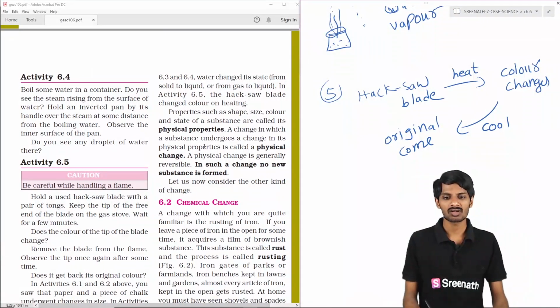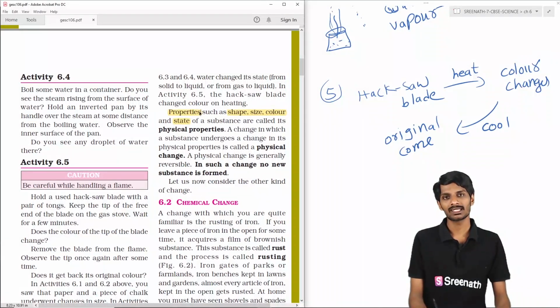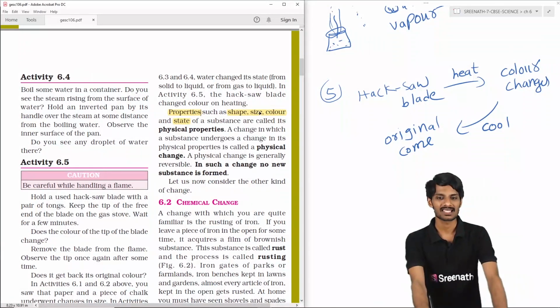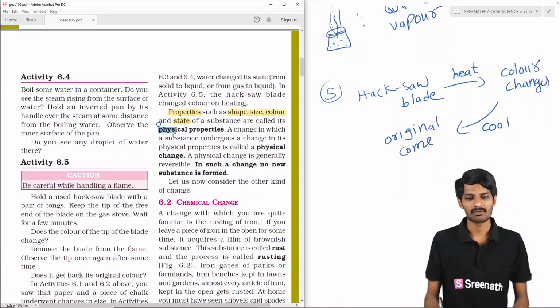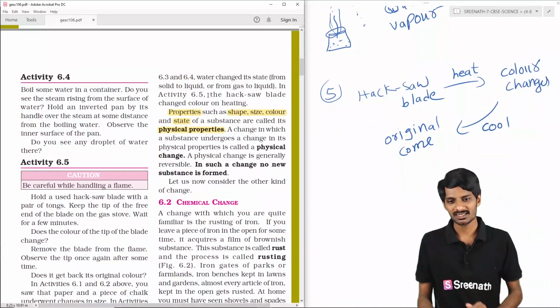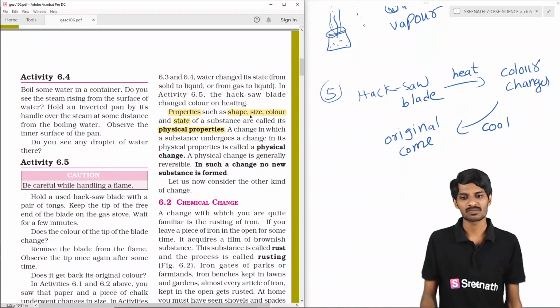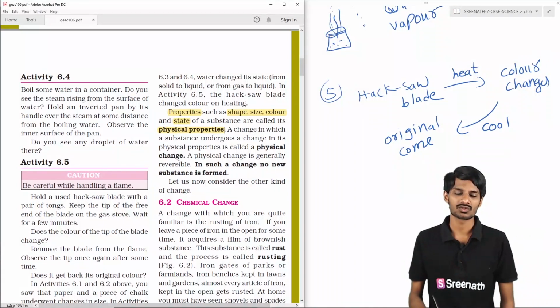So finally, what is our conclusion, students? There are properties such as shape, size, color and state of a substance. So all these properties we call the physical properties. Okay students, so properties like shape, size, color and state are called physical properties.